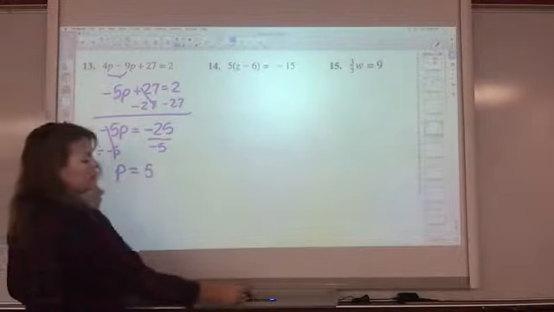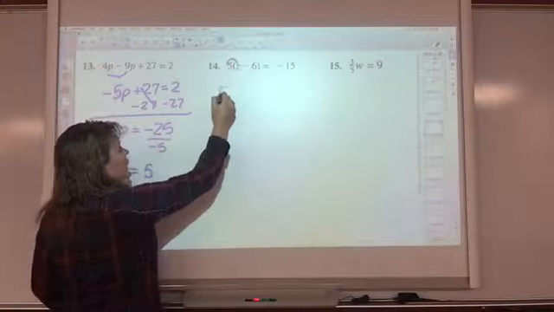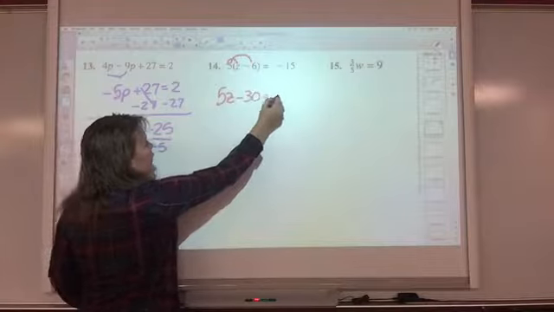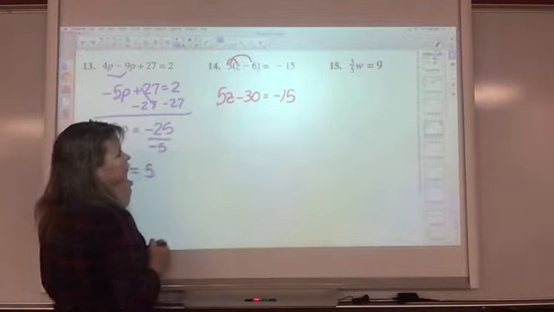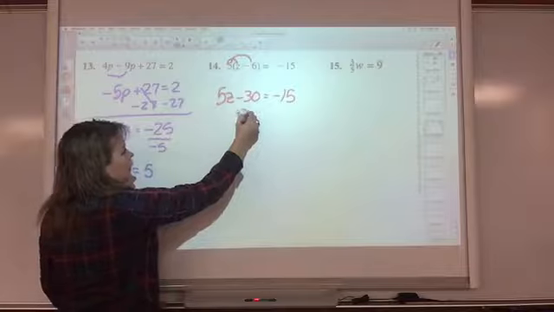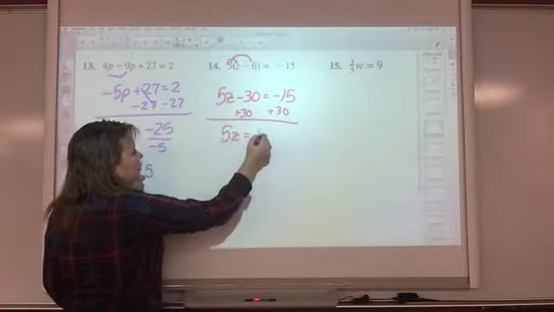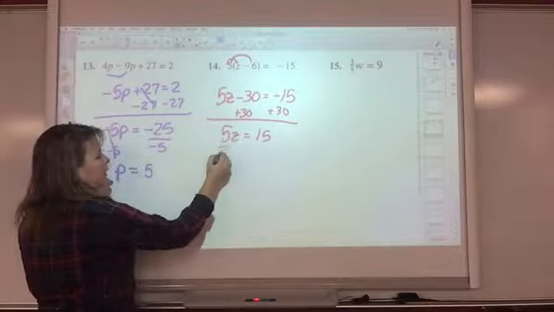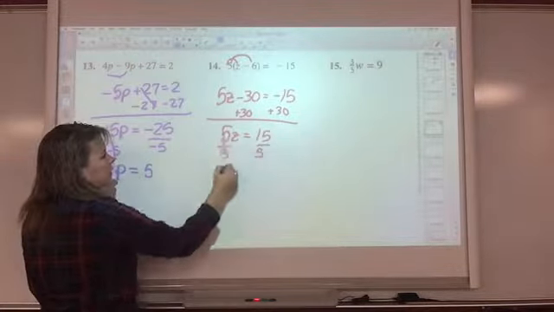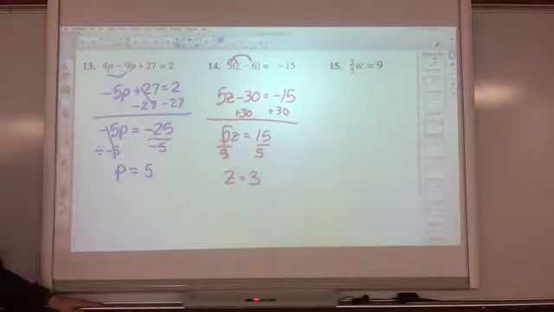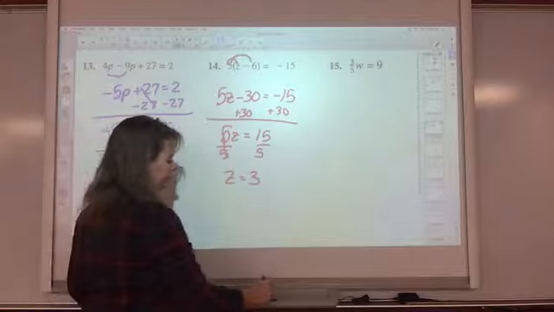In number 14, you're going to distribute first and get 5z minus 30 equals negative 15. Addition property of equality comes first. 5z equals 15. And then divide by 5 on both sides and get z equals 3. You can pause or slow down or rewind the video at any time that you need to, to go back and double check and relook.